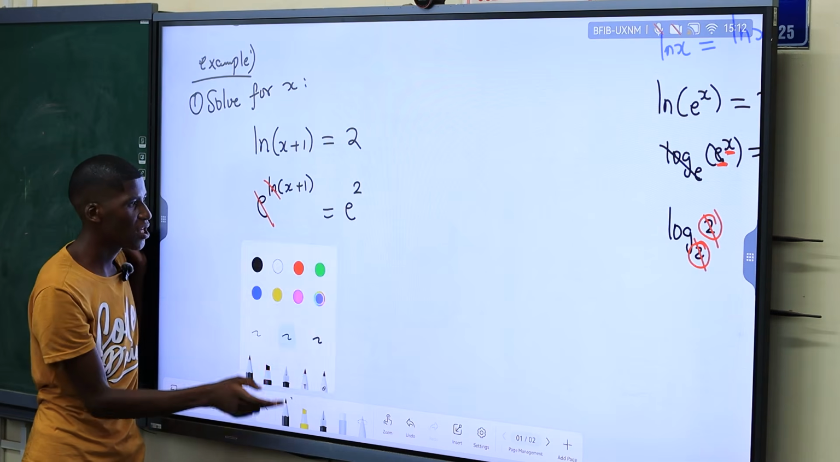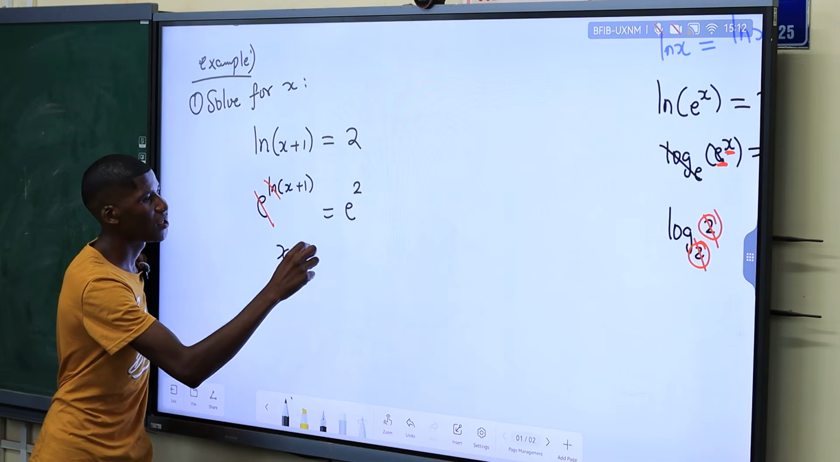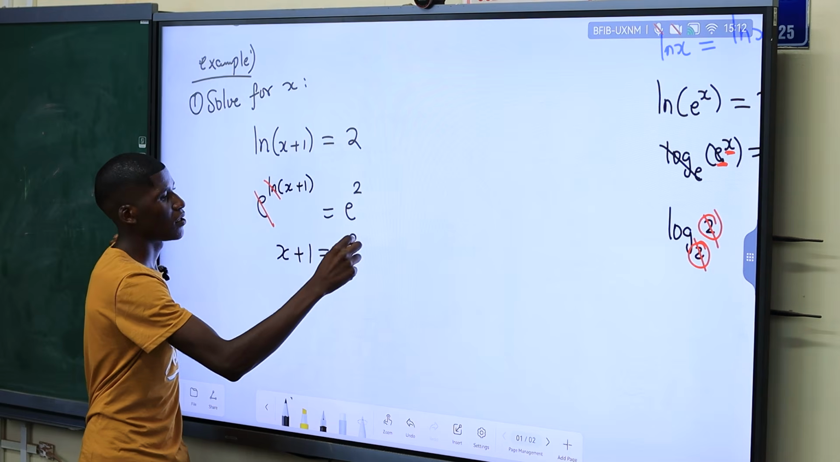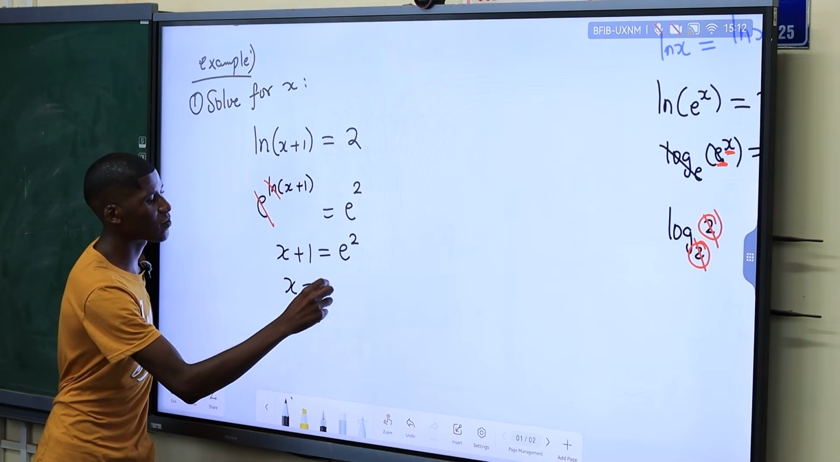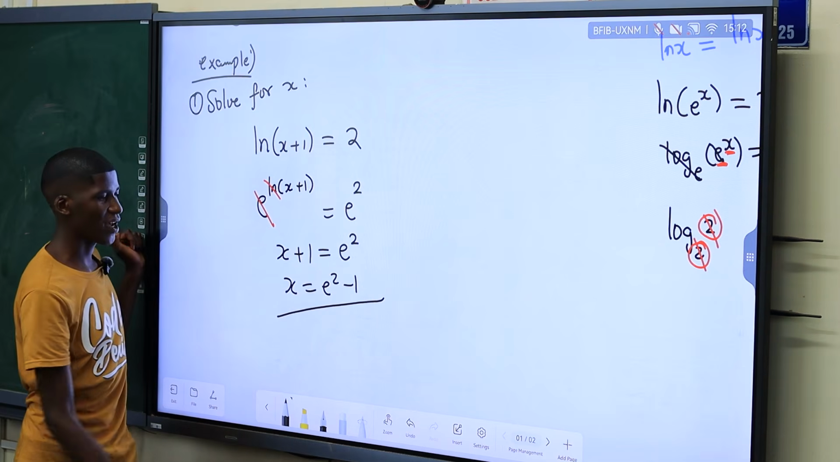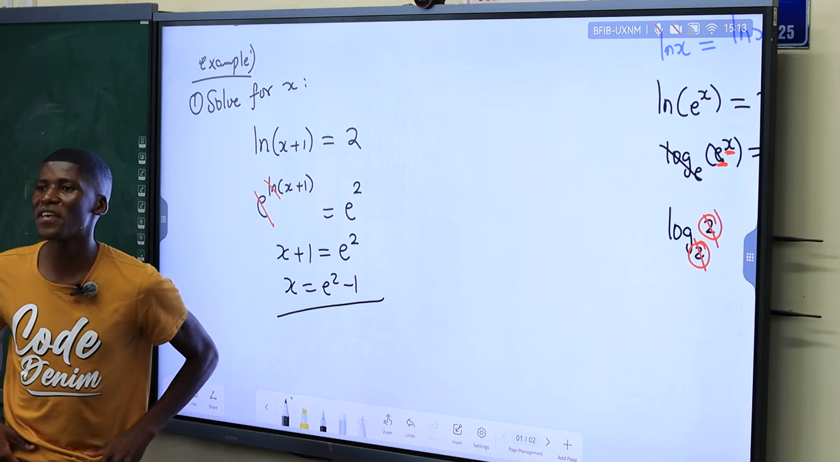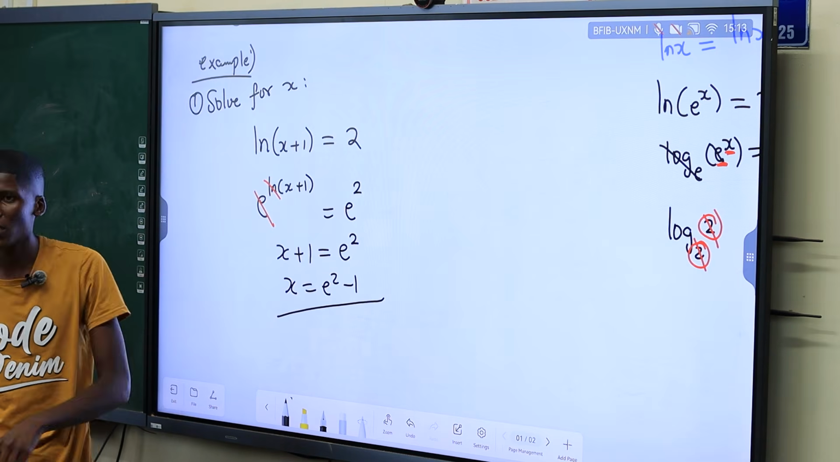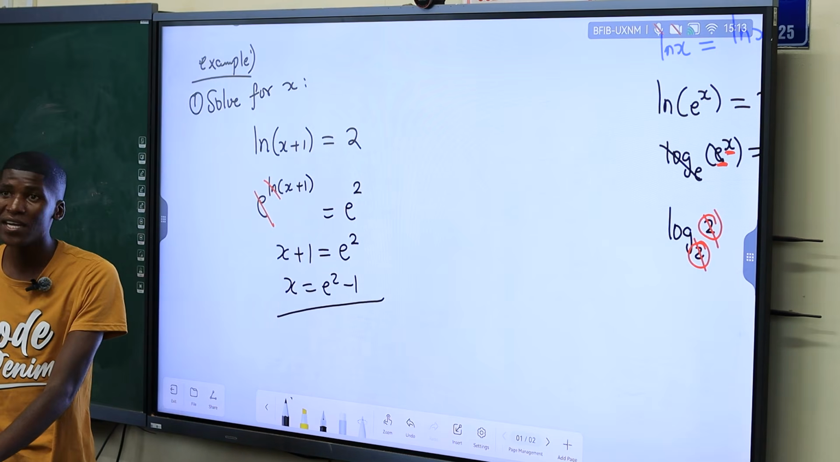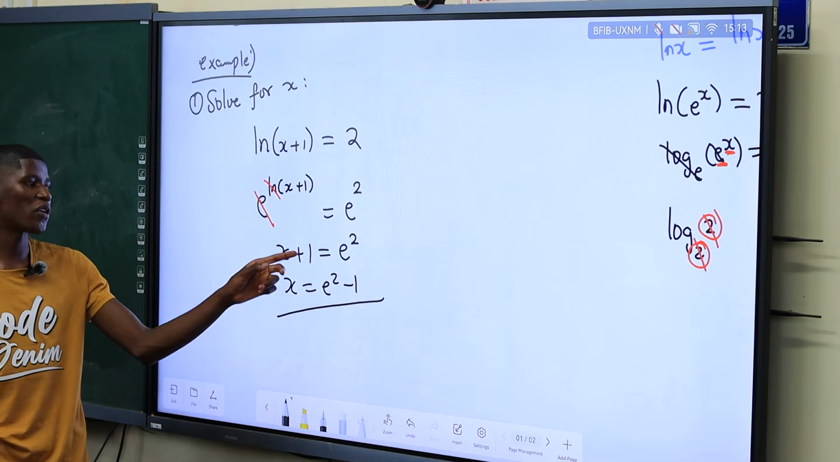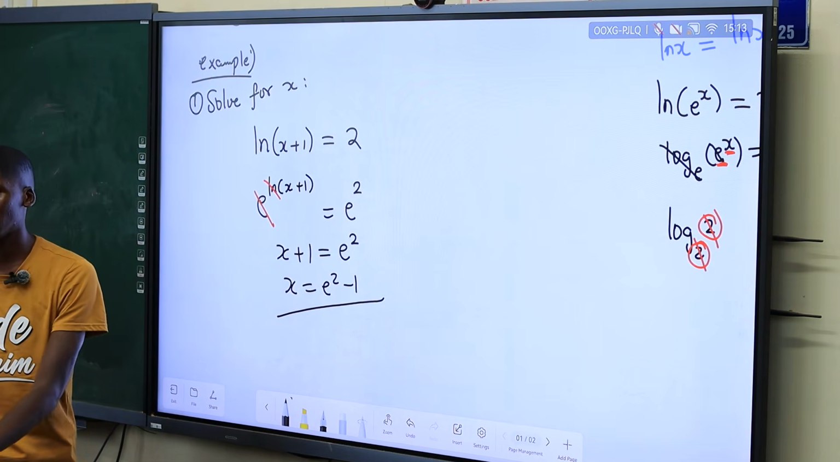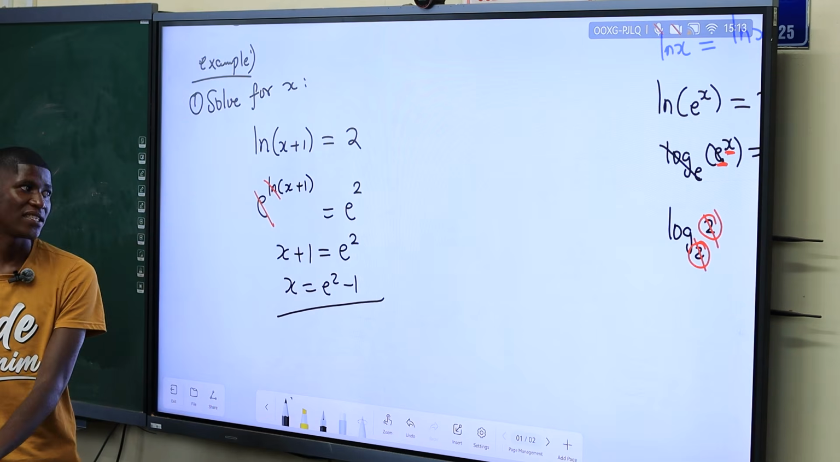What remains is x plus 1 is equal to e squared. Then x is equal to e squared minus 1. There's no need to evaluate this. You won't be having a calculator in the exam, by the way. The calculus exam doesn't have any calculator. So x is equal to e squared minus 1. That's the value of x.